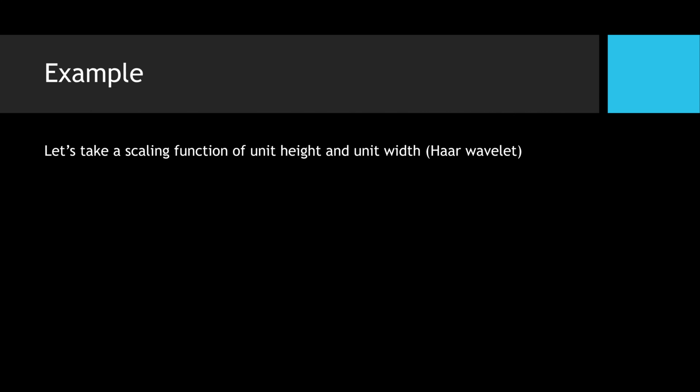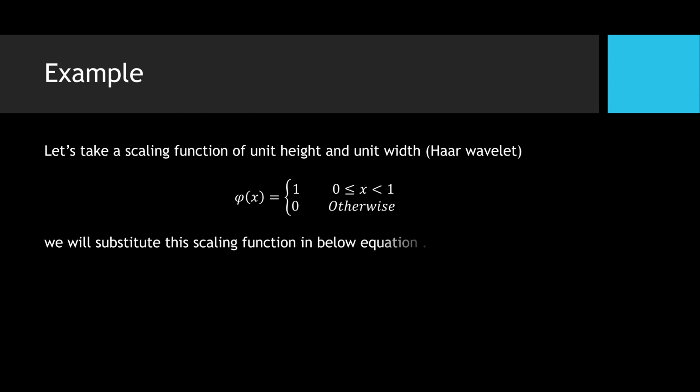So let's take a scaling function of unit height and unit width. That is nothing but the Haar wavelet. So this is our scaling function, psi of x equal to 1. It is defined over the interval 0 to 1 only and elsewhere it is 0.